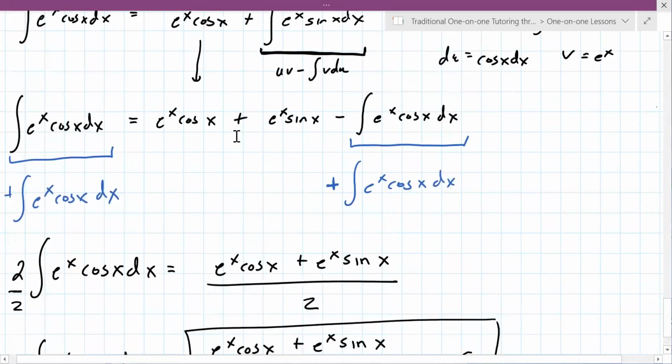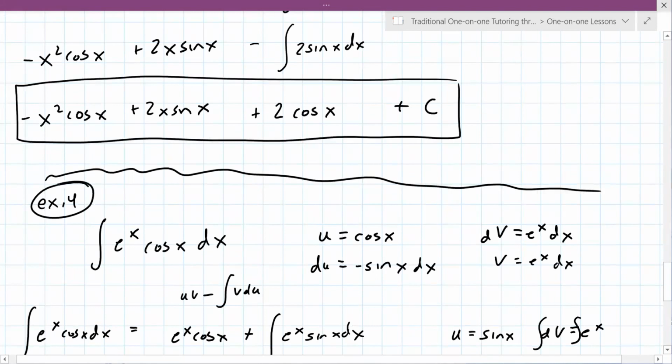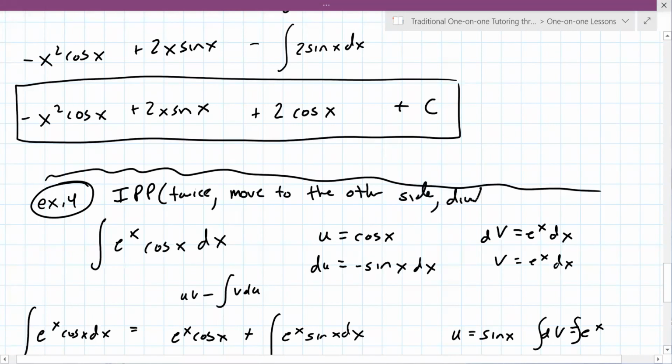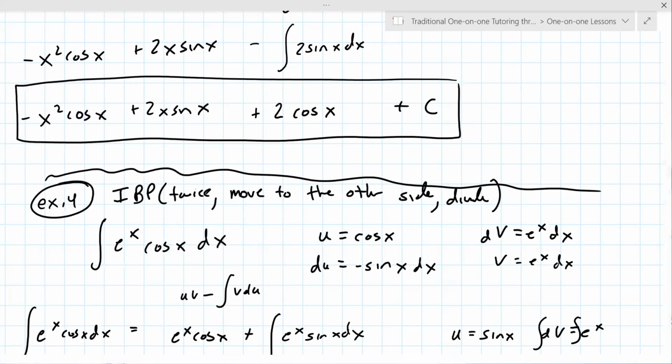So this example 4 type, you always do integration by parts twice. And then you move to the other side of the equation. And then you divide. You always do this for these type of problems. So your example is done exactly the same way.